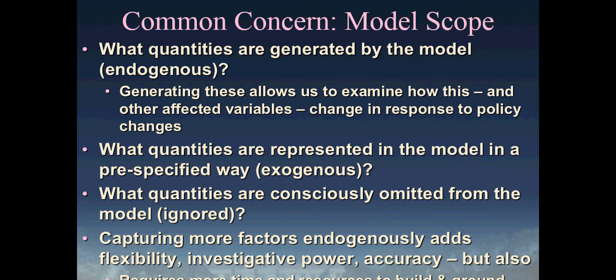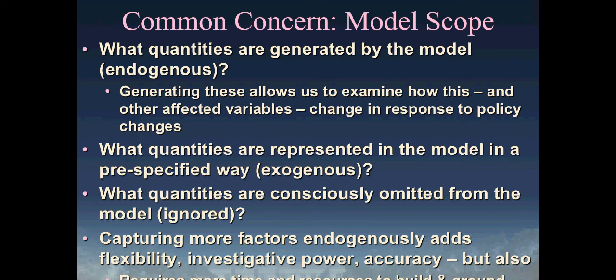So a common concern for all of these models is going to be scope. What goes in and what goes out. But it's actually more textured than that. We distinguish with dynamic models between 3 types of things, and they're indicated here in parentheses. There are things that we just outright ignore, often consciously. We say we're going to leave that out of the model.